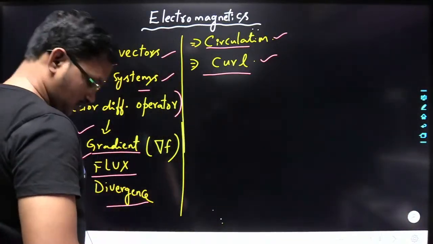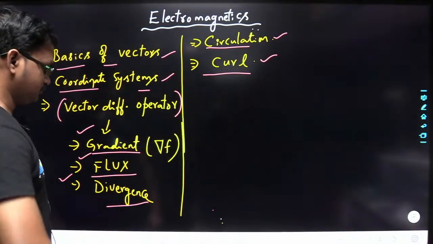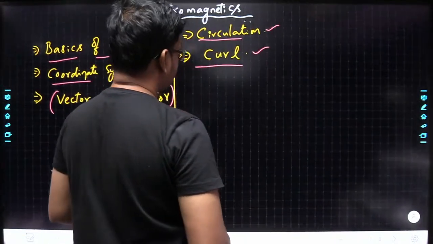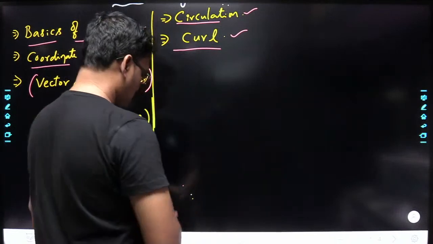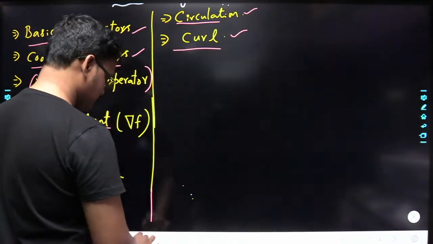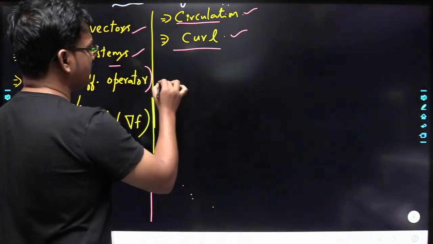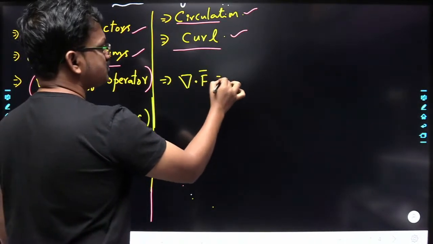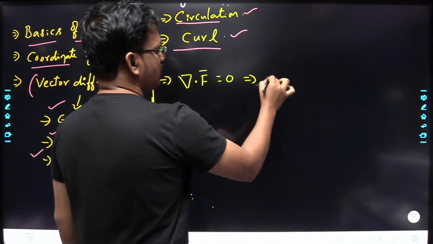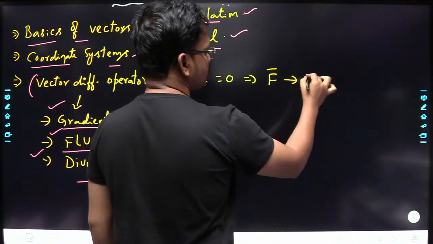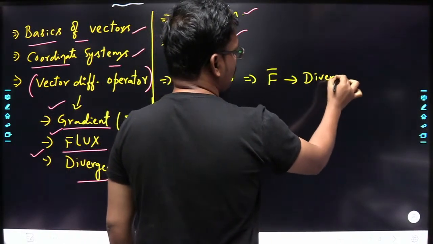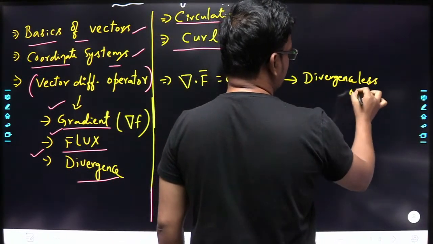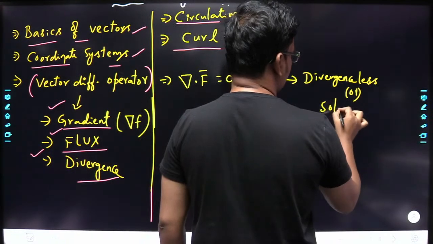We have studied up to curl here. And we have seen that whenever the divergence of a vector field is equal to 0, then F bar is said to be divergence-less or solenoidal.